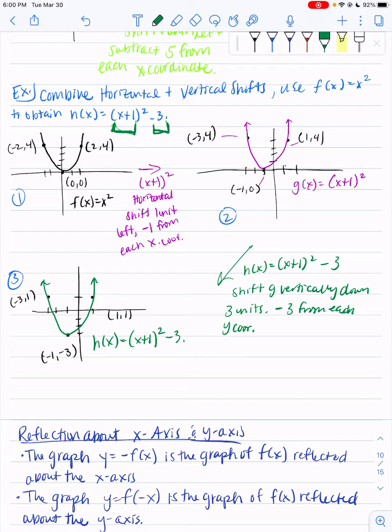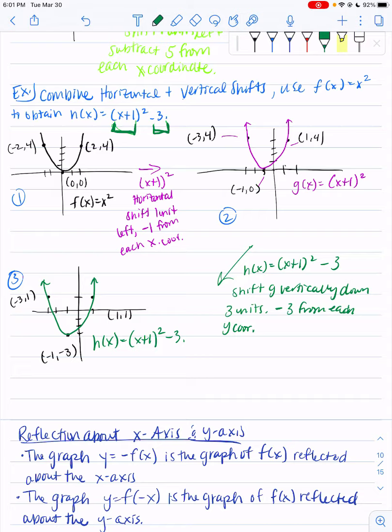So I'll just start with 0, 0. I'm going to subtract 1 from 0, so I get negative 1, 0. Subtract 1 from negative 2, negative 3, 4. And then 1 from 2, I get 1, 4. So now I have the function g of x equals x plus 1 squared.